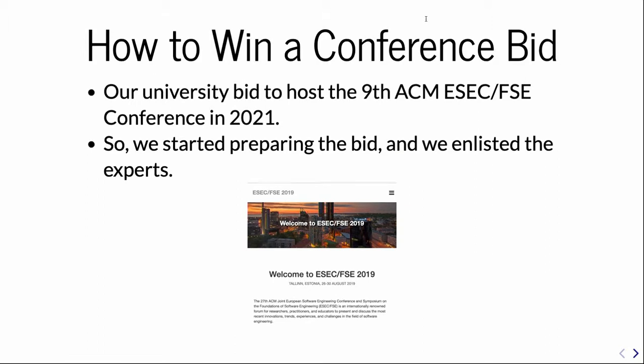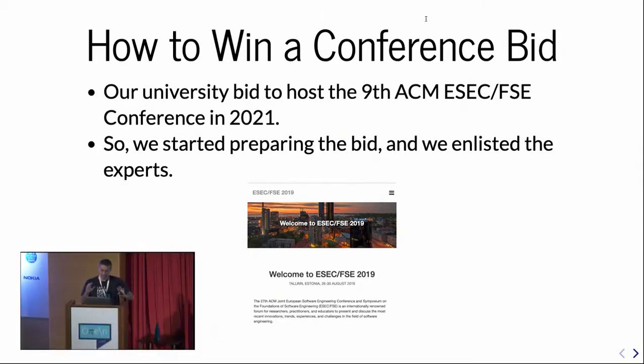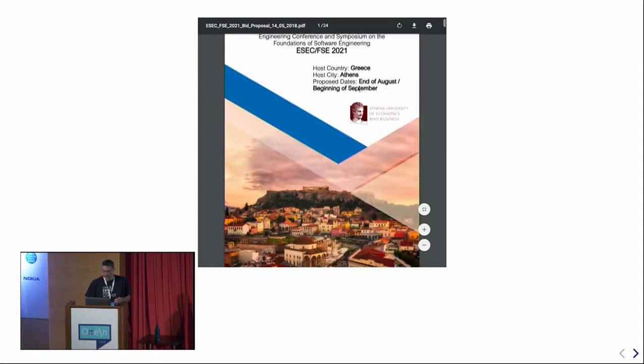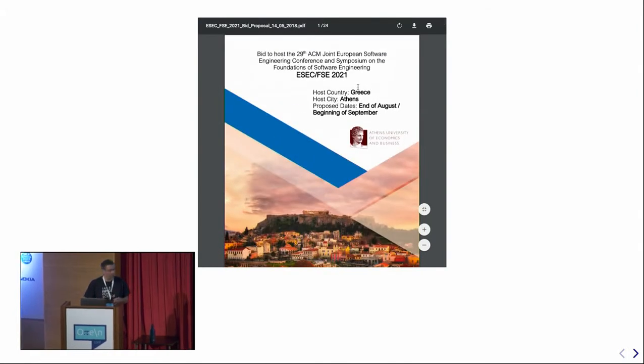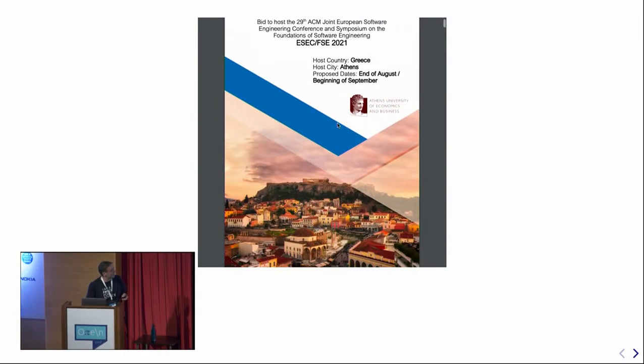So we started preparing the bid, and we realized that we needed help from the experts. There exist companies that specialize in organizing conferences. So we contacted one of them, and they said, don't worry about that, we'll prepare your bid. You don't need to do anything. So after a while, they came back with their proposal for the bid, which is a PDF document like this.